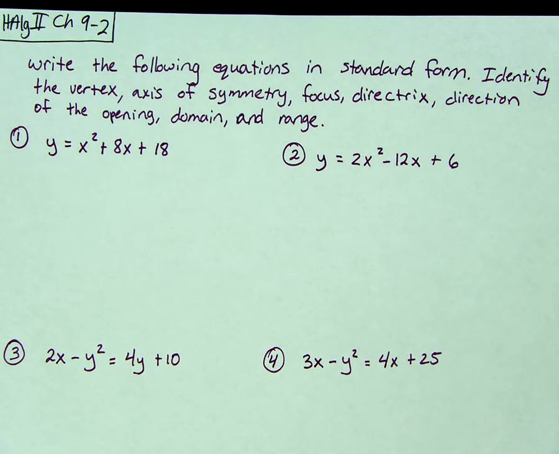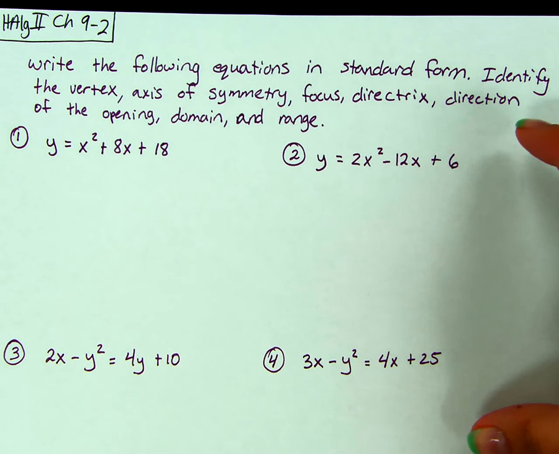All right, so to continue the lesson, we're just going to go through a bunch of examples. So we're going to talk about how to identify the vertex, axis of symmetry, the focus, directrix, the direction that our graph is going to open, domain, and range. Before we can do any of that, it does have to be in vertex form.